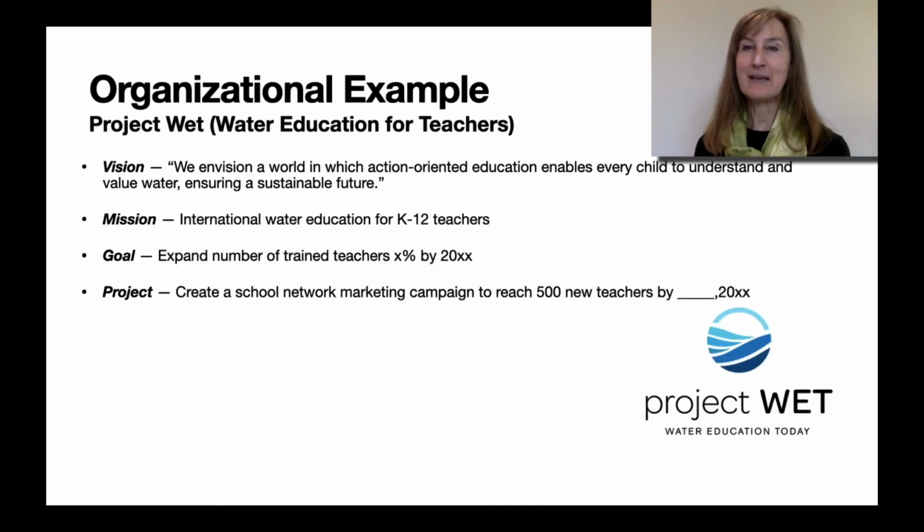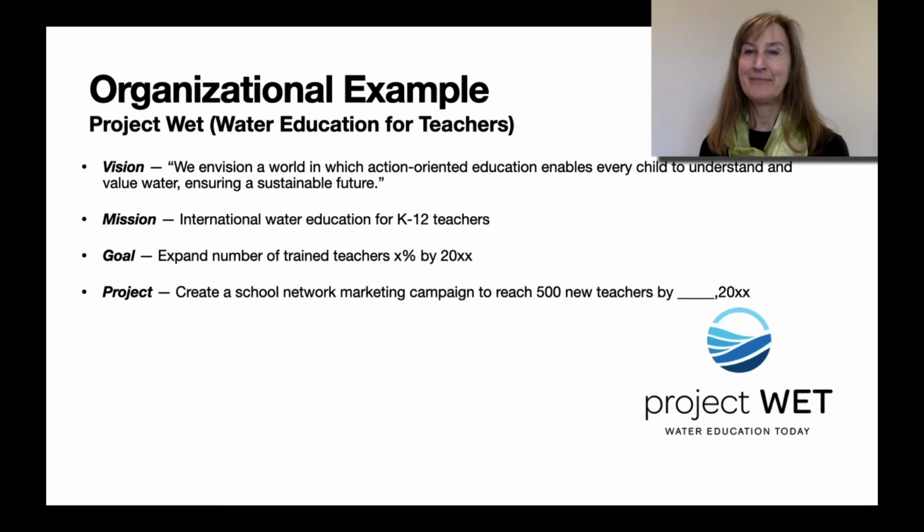For an organizational example, I refer you to a wonderful NGO, Project WET, that does water education for teachers. Their vision is grand, as they want every child throughout the world to understand and value water and to assure a sustainable future. Their mission is also very simple. They provide international water education to teachers. One of their long-term goals might be to expand the number of trained teachers by a certain percentage. More aspirational by a certain date. And then their short-term goal might be something simple as a marketing campaign to reach 500 new teachers by a certain date.